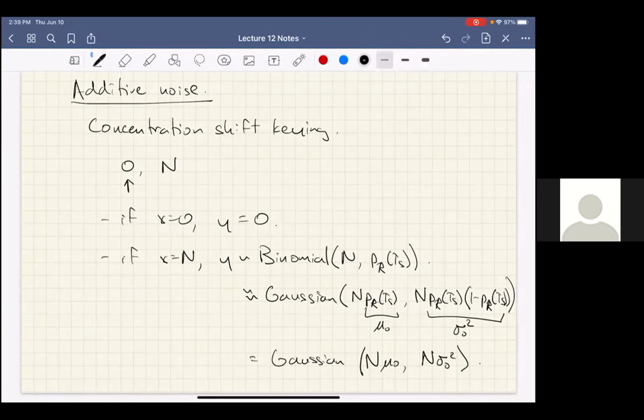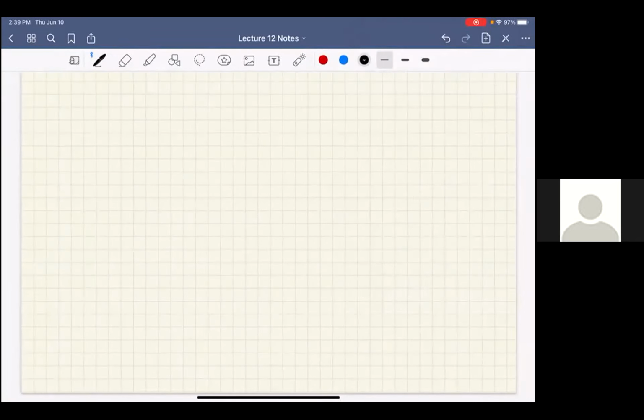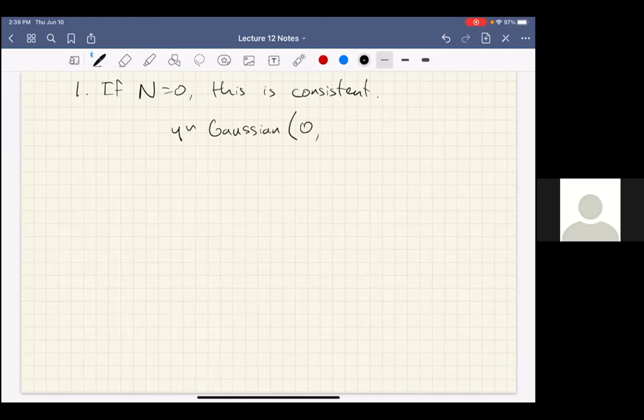Two things to notice about this. First is, well, three things actually. First is these are consistent. So if n is 0, y is deterministically 0. So that's mean of 0 with variance 0. So this actually makes some degree of sense. First thing to notice, if n is 0, this is still consistent, in the sense that if y is distributed Gaussian with mean of 0 and variance 0, that is deterministically 0.